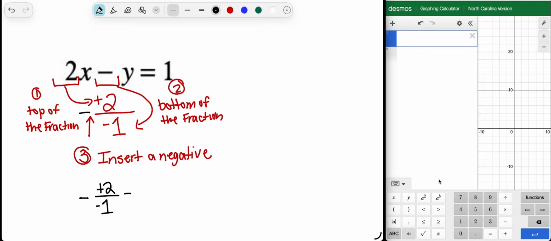Now the last thing you do in every situation with a fraction is make sure it's simplified. So in order to simplify a fraction, if you have Desmos, you can go to your Desmos and type it in exactly what you have. We have a negative first, and then we have a 2, then we have our fraction bar, so we hit divide, and then we have a -1 at the bottom. And when it simplified it for us, it gave us a +2 as our slope for this one.